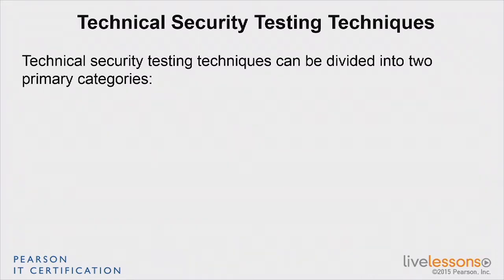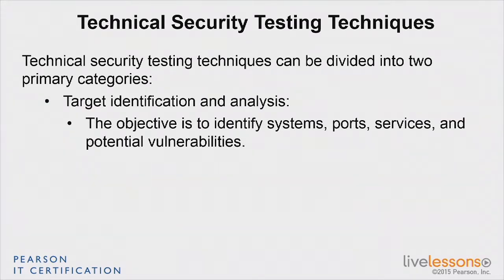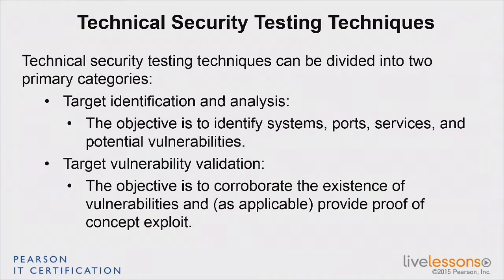Technical security testing techniques can be divided into two primary categories: target identification and analysis, the objective of which is to identify systems, ports, services, and potential vulnerabilities, and target vulnerability validation, the objective of which is to corroborate the existence of vulnerabilities and, as applicable, provide proof of concept exploit. Now, in the last lesson, we talked about examination, which was passive. In this lesson and in the next three, we're going to be talking about actual testing techniques. Testing is active and testing can be intrusive.